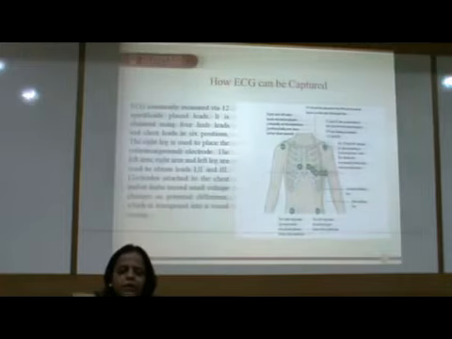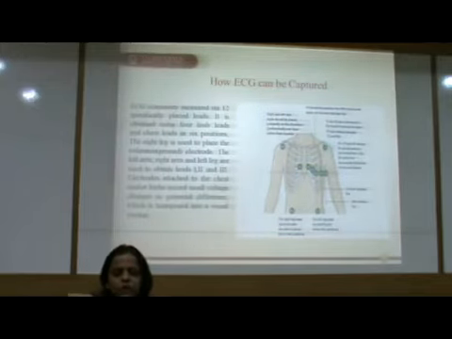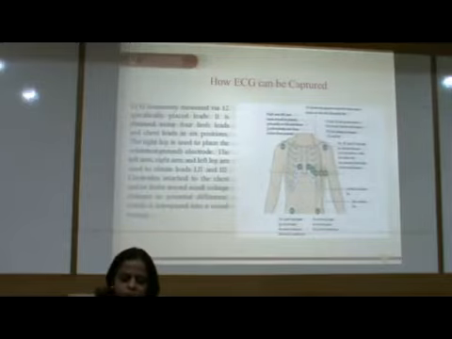The right leg is used to place the reference, which is called the ground electrode. The left arm, right arm and left leg are used to obtain leads 1, 2 and 3. Electrodes are attached to the chest and limbs to record small voltage changes as potential difference, which is transposed into a visual tracing, that is called ECG.